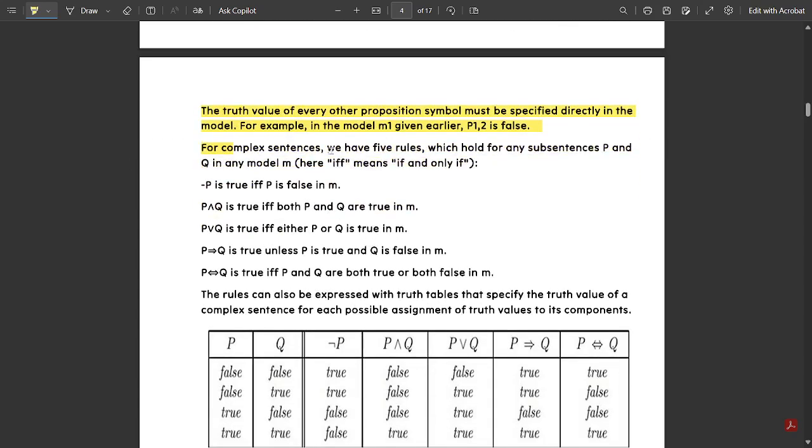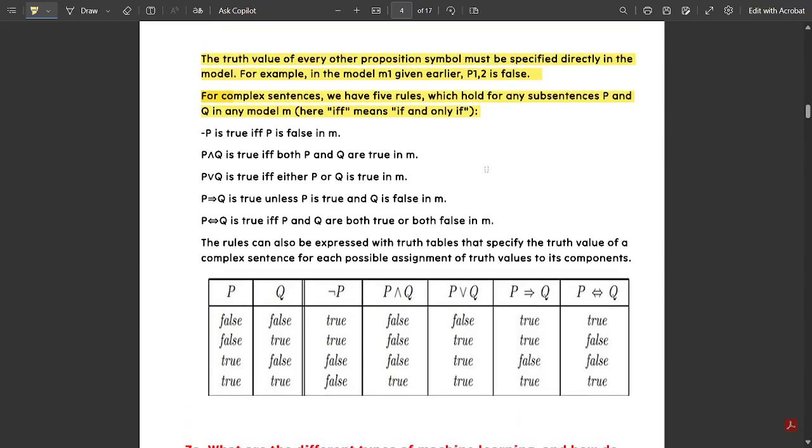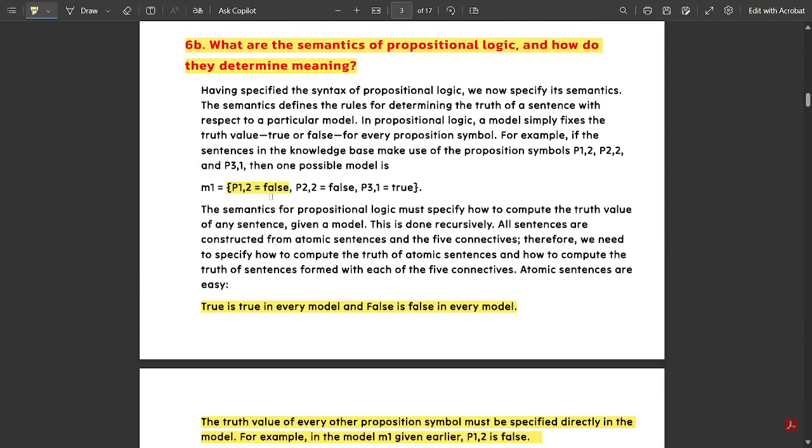For complex sentences, we have five rules which hold for any subsentences P and Q in a model. Here, IFF means if and only if. Let us see some instances or examples. Minus P is true if and only if P is false in M. So this is the rule for M.